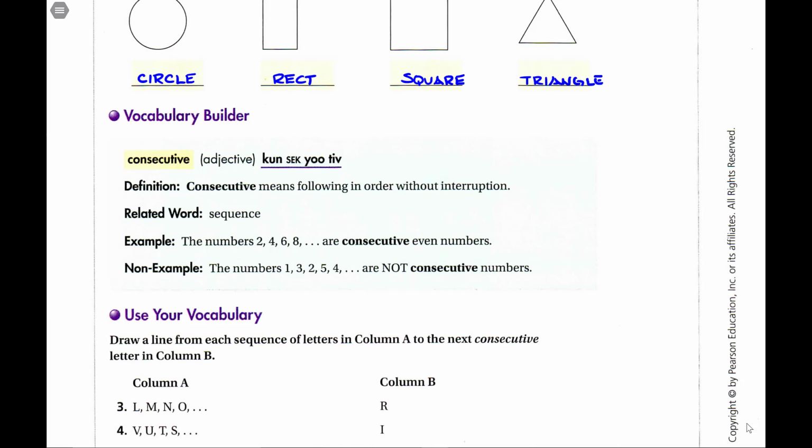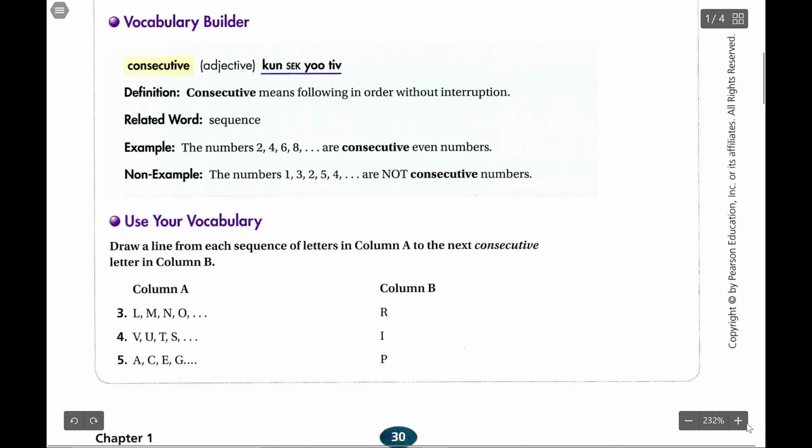The example that they give right here, you have 2, 4, 6, 8. Those are consecutive even integers. We just did that. 1, 3, 2, 5, 4. There's no pattern to that. That is not a consecutive set of integers.